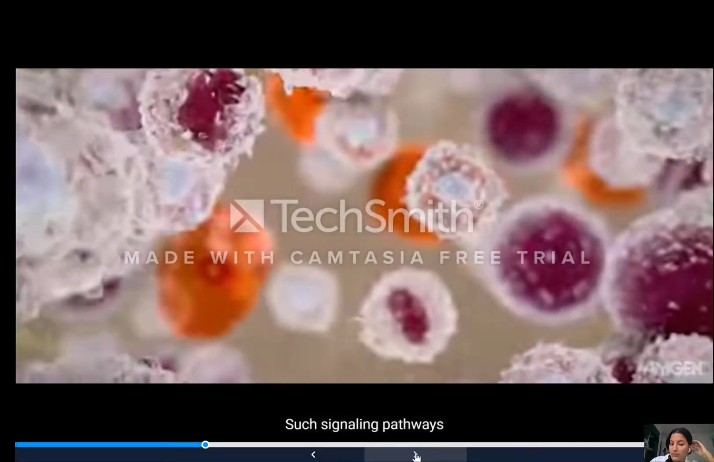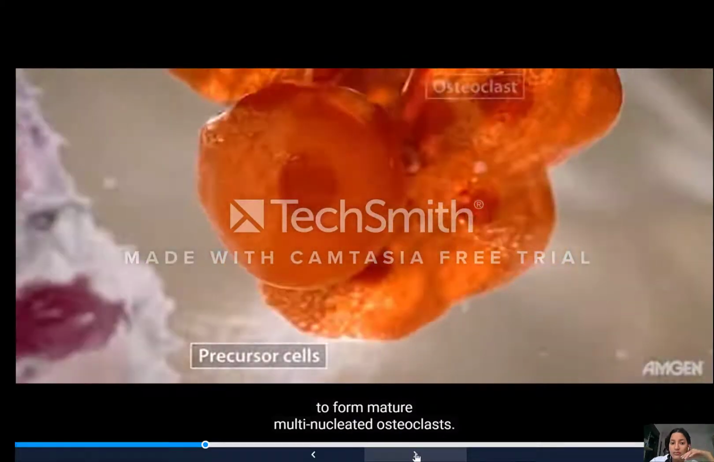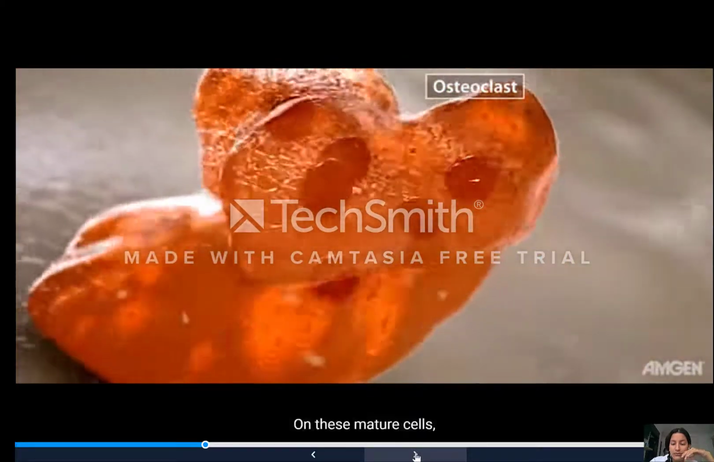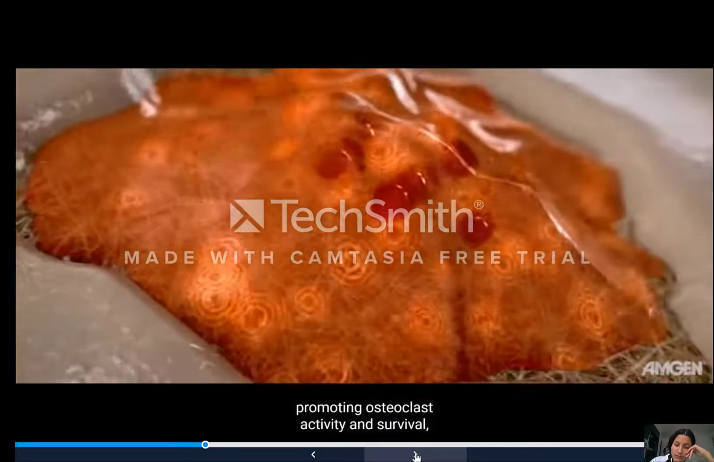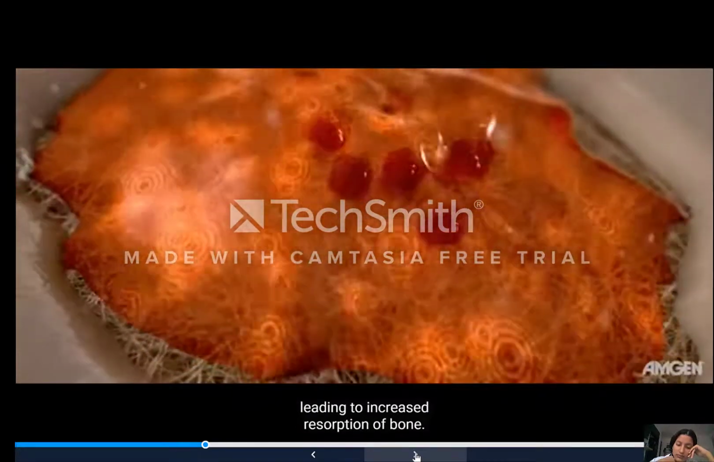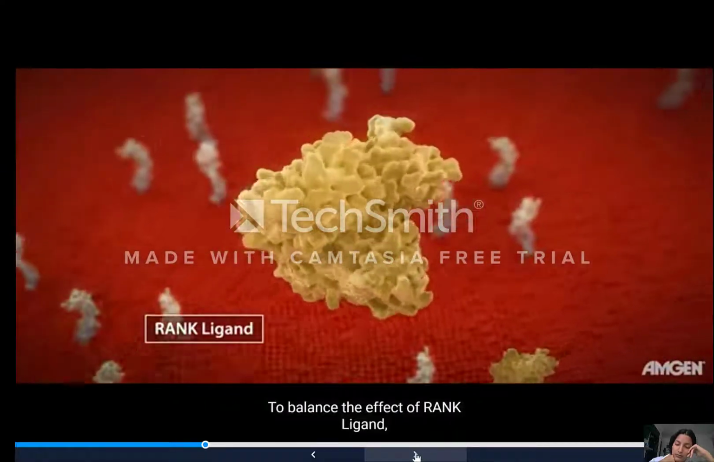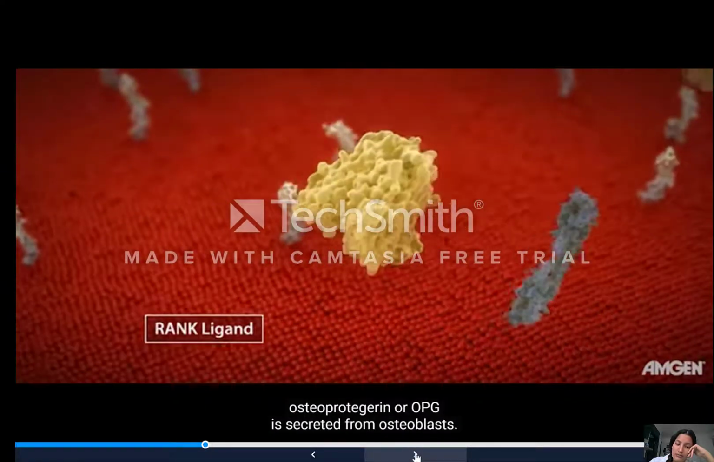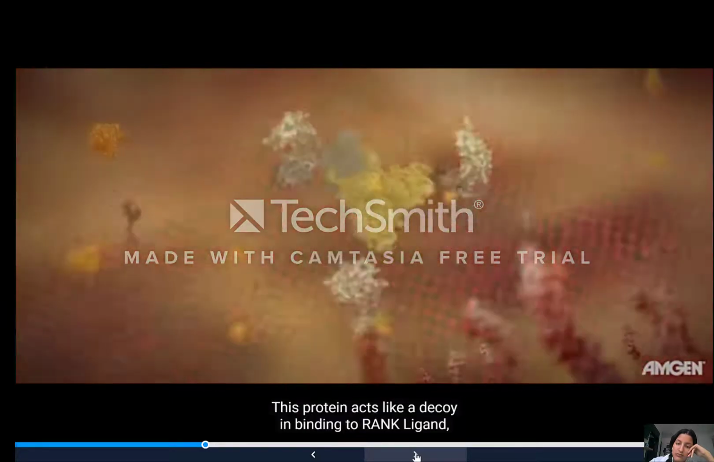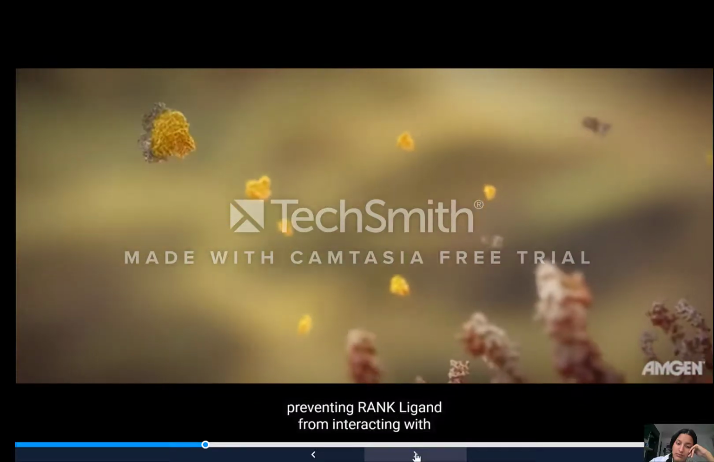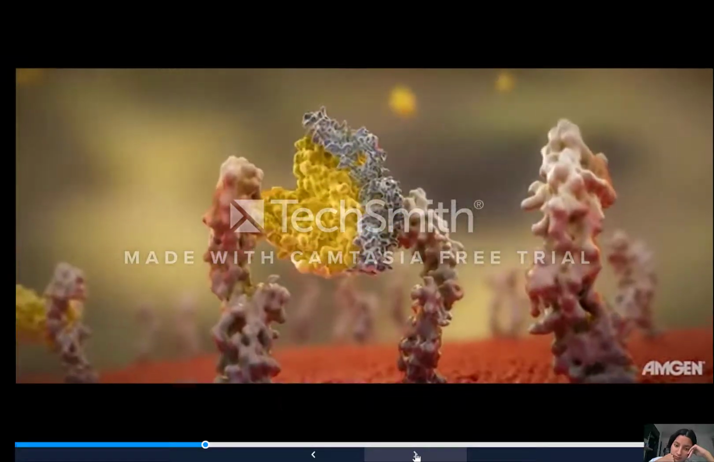Such signaling pathways can trigger the fusion of precursor cells to form mature multinucleated osteoclasts. On these mature cells, RANK ligand can interact with its receptor, promoting osteoclast activity and survival, leading to increased resorption of bone. To balance the effect of RANK ligand, osteoprotegerin, or OPG, is secreted from osteoblasts. This protein acts like a decoy in binding to RANK ligand, preventing RANK ligand from interacting with and activating its receptor on the surface of osteoclasts.